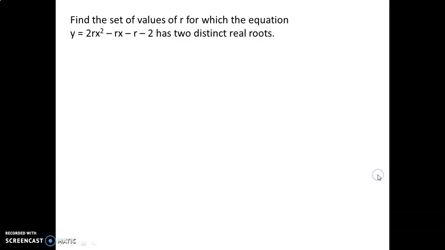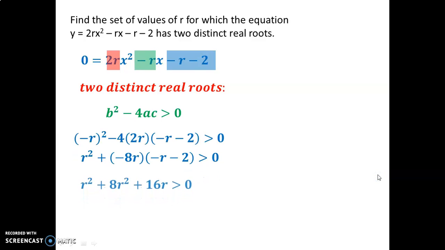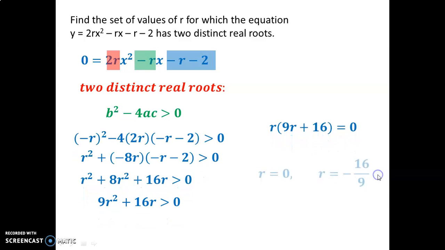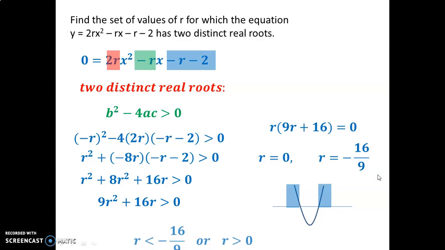Alright, try one like this. And now check your work on this one. This one needs two distinct real roots, which means the discriminant is greater than 0, and then there's our final solutions. Check it very carefully. I know you can do this.